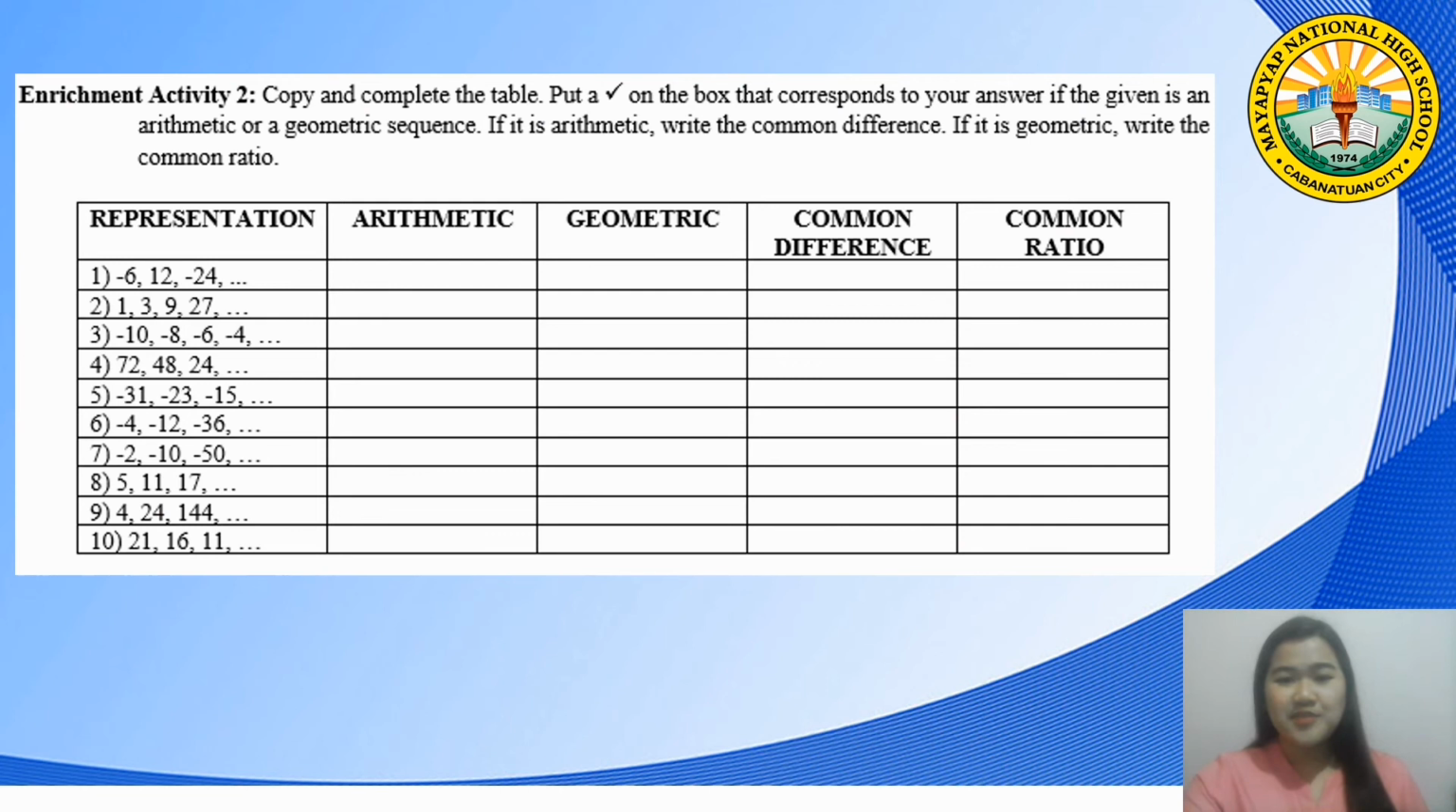For enrichment activity 2, you need to copy the table and put a check on the column that corresponds to your answer if it is arithmetic or geometric. If it is arithmetic, write its common difference. And if it is geometric, then write its common ratio.